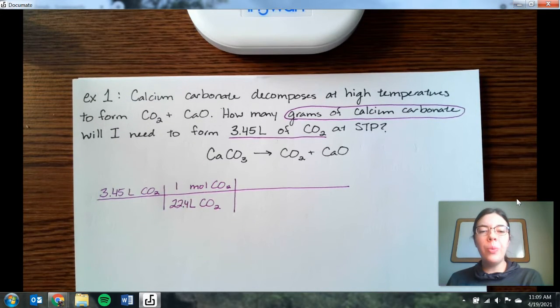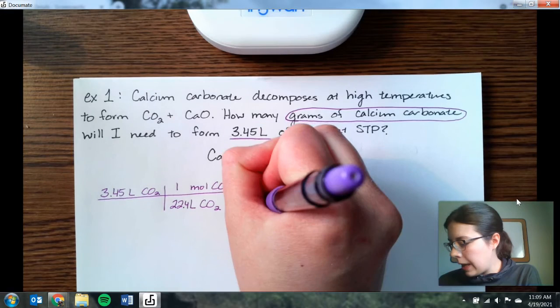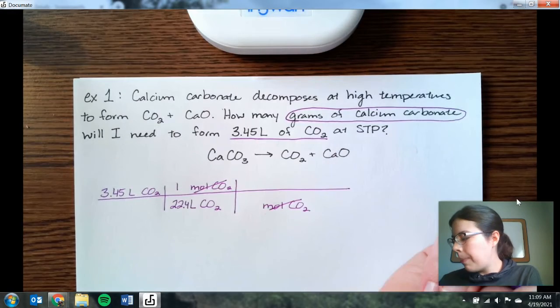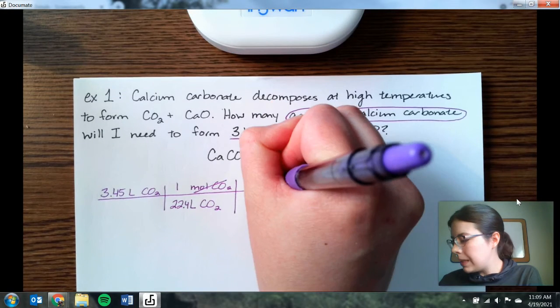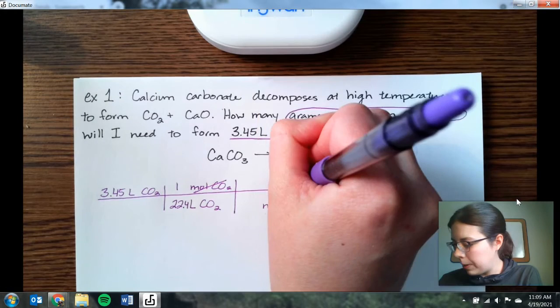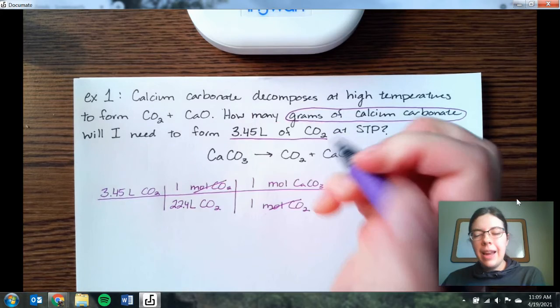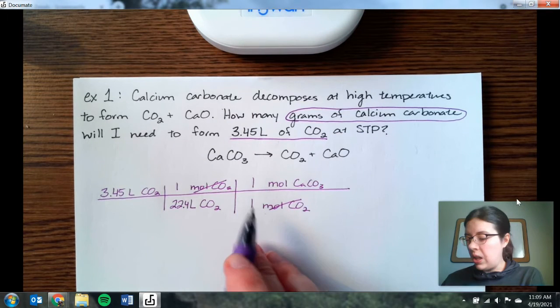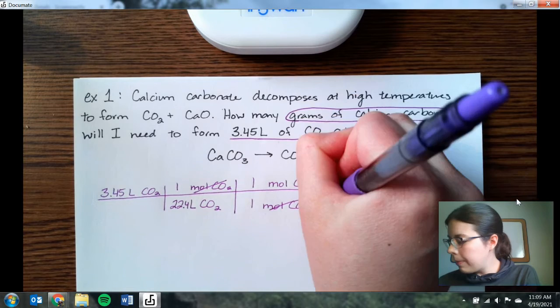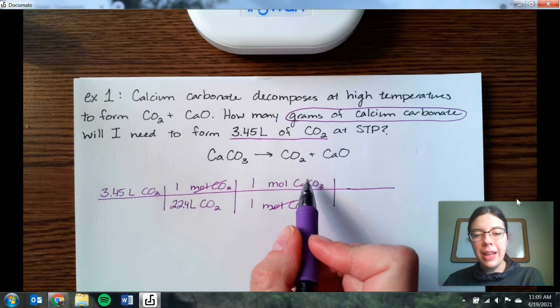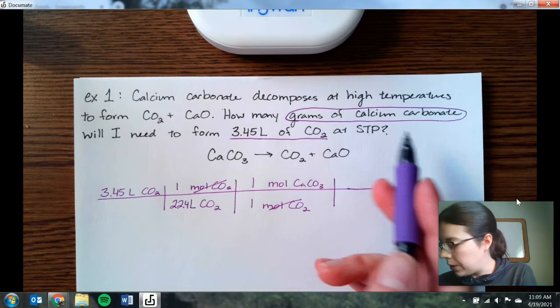Now I want to do step 3, which is using my mole ratio to convert from moles of my given to moles of my ending thing. I have moles of carbon dioxide on the bottom, so my units will cancel out. Up on top, I'm going to have moles of the thing I'm being asked about, which in this case is calcium carbonate. For my mole ratio, I look at my balanced chemical equation. My coefficients are all 1, so I'm going to fill those in with 1s. My final step is to convert my moles of my final thing into what I'm being asked to find, which in this case is grams.